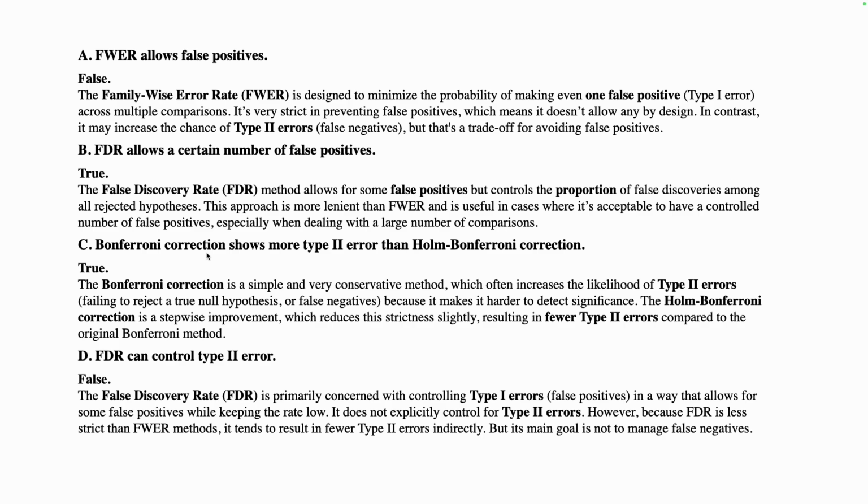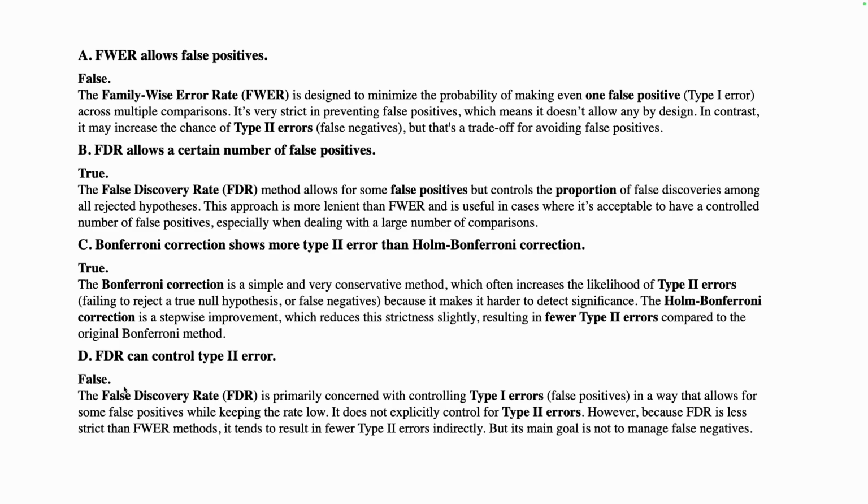The C option is: Bonferroni correction shows more type 2 error than Holm-Bonferroni correction. So it is also true. In the last question as well, we saw that Holm-Bonferroni was a modified version of Bonferroni to decrease the type 2 error, which is a false negative. Bonferroni was more stringent than the Holm-Bonferroni correction, but Holm-Bonferroni gives a lesser number of type 2 errors in comparison to Bonferroni. So the C statement is true.